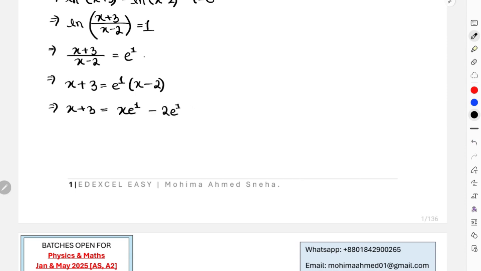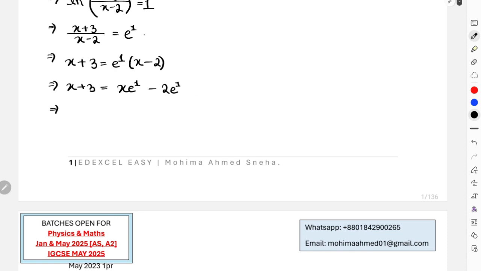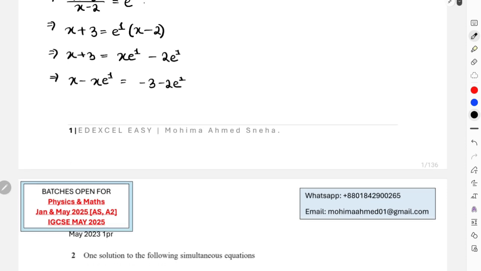So this is x + 3 equals x e to the power of 1 minus 2 e to the power of 1, and you take every x together and every number together. So you have x minus x e to the power of 1, and then again minus 3 minus 2 e to the power of 1. Eventually you can take x common, that will be x(1 - e to the power of 1), and over here also take minus common, so this becomes 2e to the power of 1. Finally the value for x would be minus 3 plus 2e to the power of 1, divided by 1 minus e to the power of 1, right?